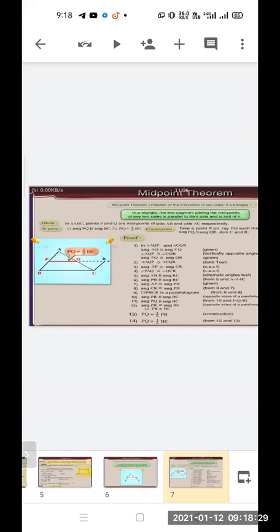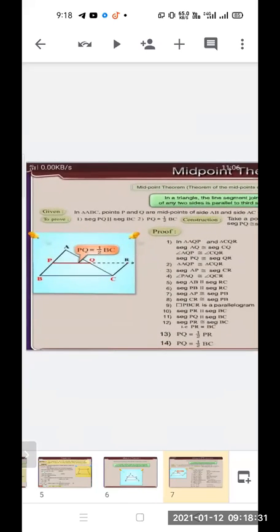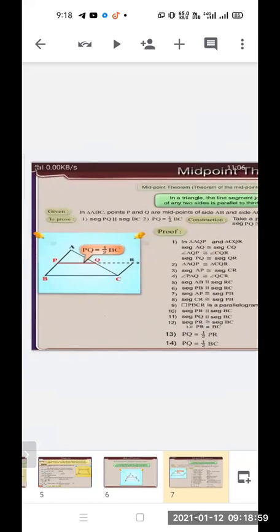Now see, what is given, children? It is given that triangle ABC is given, and points P and Q are the midpoints of segment AB and segment AC. So point P is the midpoint of segment AB and point Q is the midpoint of segment AC.